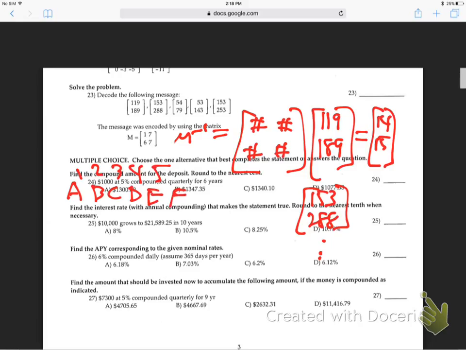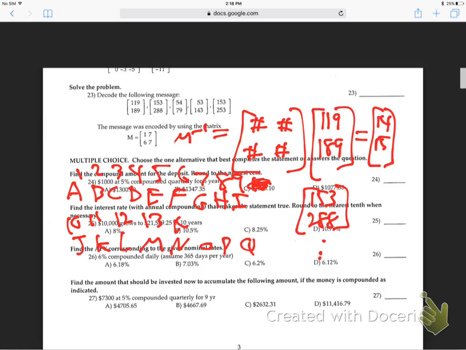A, B, C, D, E, F, G, H, I, J, K, L, M. So 6, 7, 8, 9. Nope, there's no 10 there. 10, 11, 12, 13. M, N, O, P, Q, 14, 15, 16, 17. So 14, 15 is N-O. That's N-O. And then just keep going.